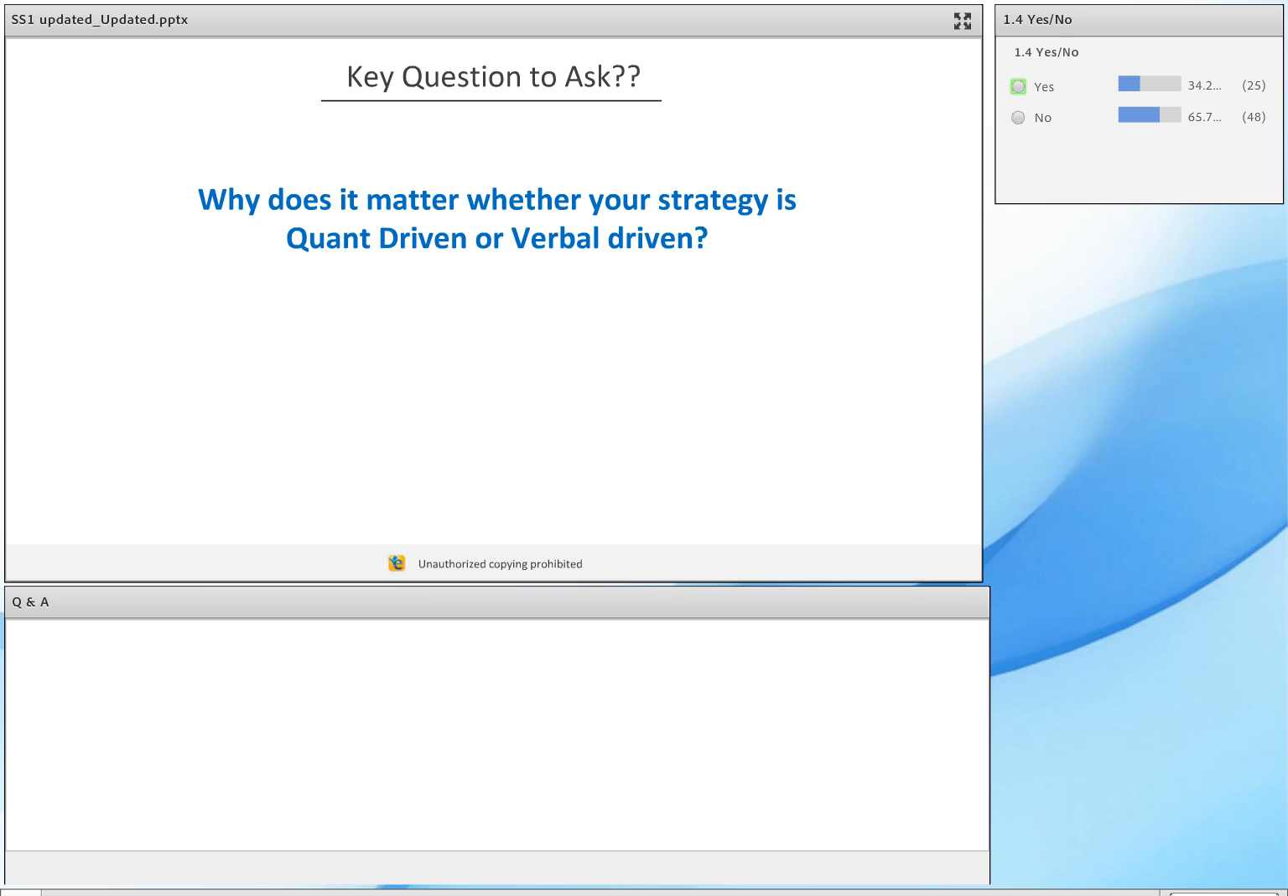So some of you may be asking, hey, if I have to study both quant and verbal, why does it matter whether my strategy is quant driven or verbal driven? It's actually a very big question. It's probably the second most important question that you should ask. And there are 2 big reasons for it. First is efficiency. If you're strong in quant and if you leverage your strengths, you'll get to that score a lot faster if you leverage your strength completely.